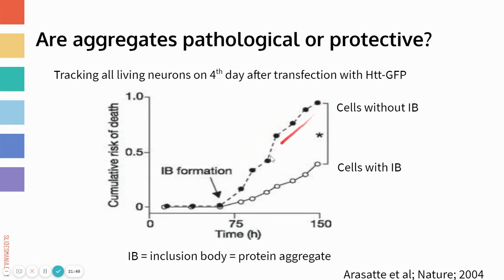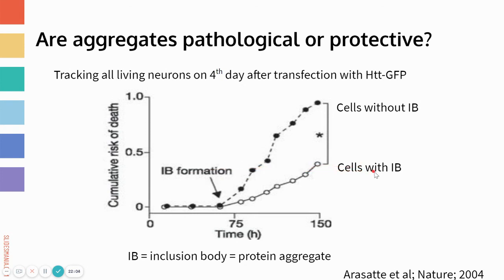And you can see the cells that didn't form an aggregate in black and the cells that did form an aggregate in white. And what you can see is that over time, the cells that didn't form an aggregate are more likely to die. They have a higher risk of death. And the cells that did have an aggregate had a lower risk of death.